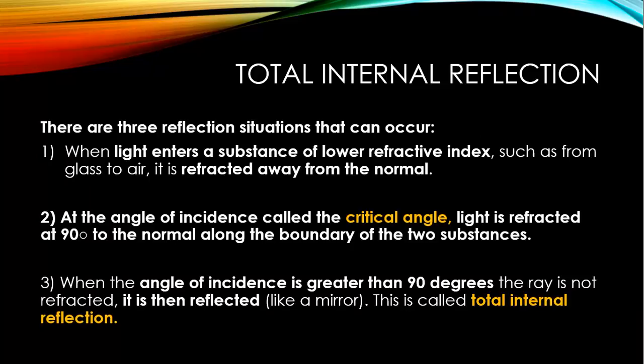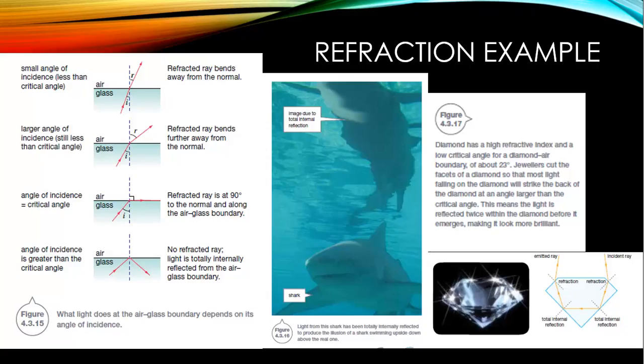There's one last concept we want to talk about called total internal reflection. There are three situations that can occur. When light enters a substance of lower refractive index, such as from glass to air, it's refracted away from the normal. The second scenario is at the angle of incidence called the critical angle, where light is refracted at 90 degrees to the normal along the boundary of the two substances. The third situation is when the angle of incidence is greater than the critical angle, the ray is not refracted, it is reflected like a mirror, and this is called total internal reflection.